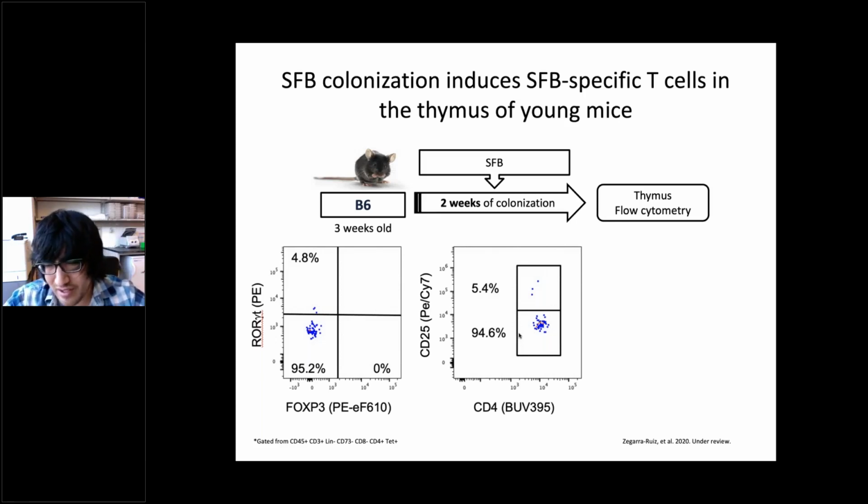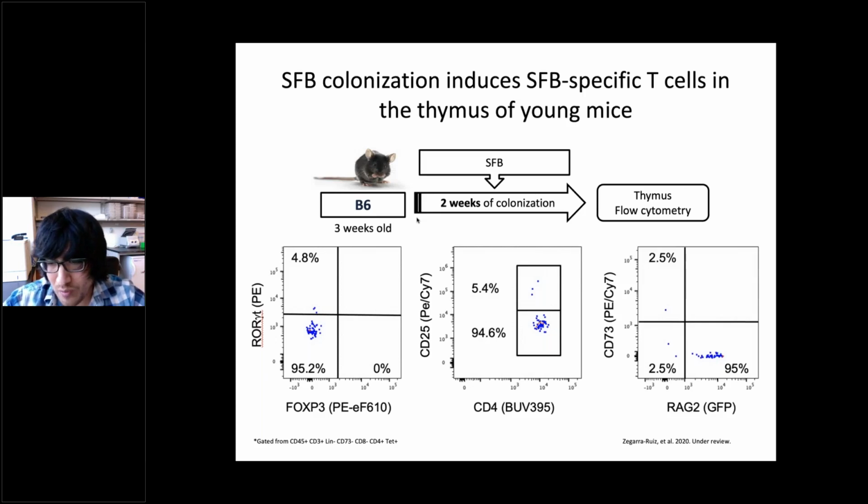To test this, we colonized with SFB, not B6 mice, but RAG-GFP mice, which allows us to track if these tetramer positive cells have been recently developed or if they are recirculating from the periphery. And what we found is that most of these SFB-specific T cells from the thymus were RAG-GFP positive and CD73 negative. This means that these cells were not coming from the periphery and were actually recently generated in the thymus.